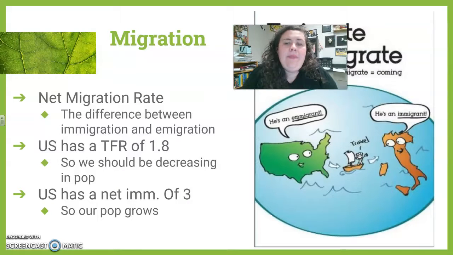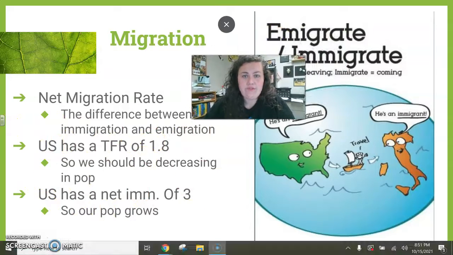Okay, last one. So another thing we can look at is net migration, and that is your difference between immigrants and emigrants. So we have a total fertility rate of 1.8. We should be decreasing in population because we're not replacing our dead, but we do have a net immigration of 3. So our national population is growing really heavily because these numbers are affecting our total growth.